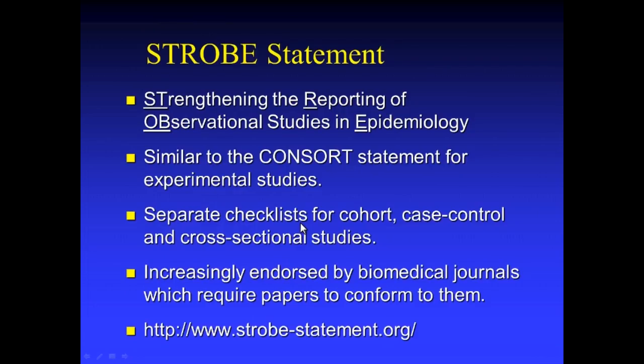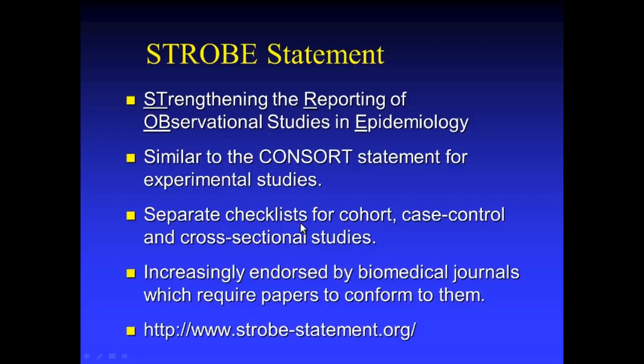Okay, so finally, I want to draw your attention to the STROBE statement. This is very useful, it's basically several checklists. STROBE stands for Strengthening the Reporting of Observational Studies in Epidemiology. And if you remember, when we talked about experimental studies, we talked about the CONSORT statement. So this is really the observational epidemiology equivalent of the CONSORT statement. And it has a separate checklist for cohort, case control and cross-sectional studies. And they are very sensible checklists.